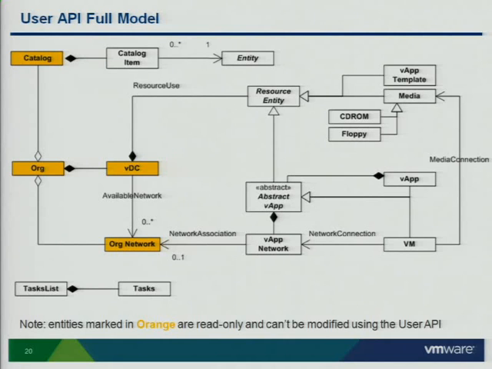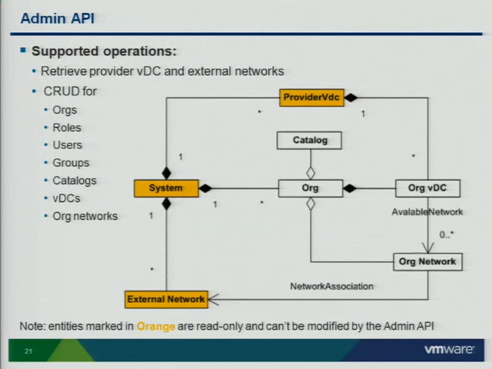In order to modify these entities, we have the admin API. As I mentioned in the beginning, the user API is fully focused on self-provisioning, meaning that when you're self-provisioning, the VDC, org network, and organization catalog are all granted to you. You don't care about how to modify these things.